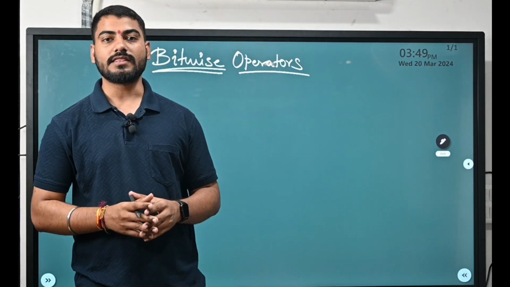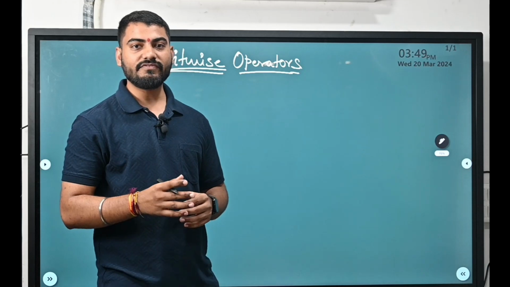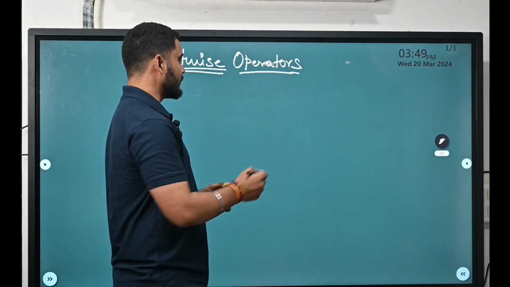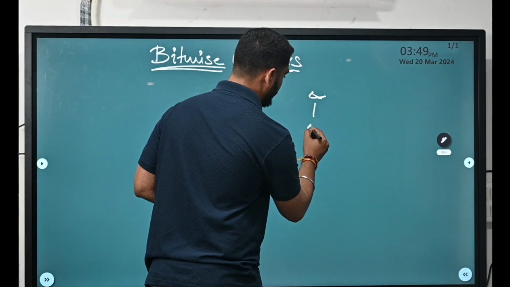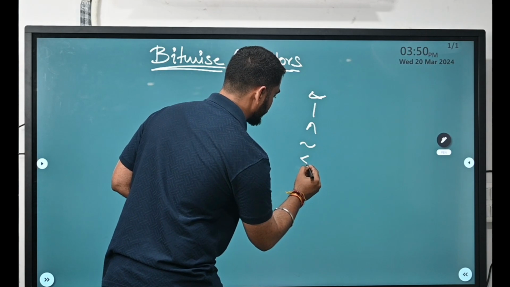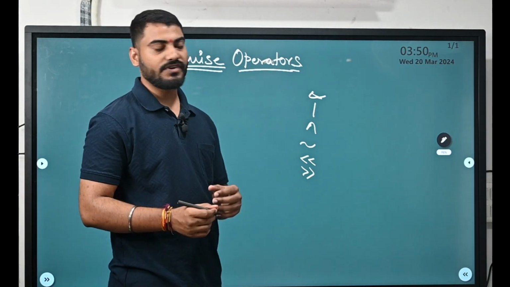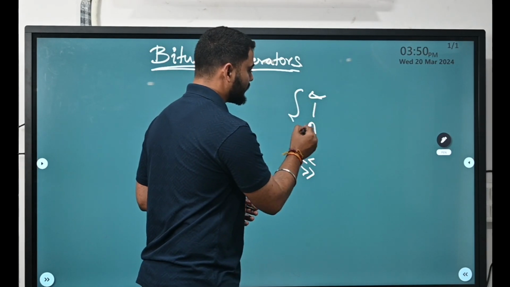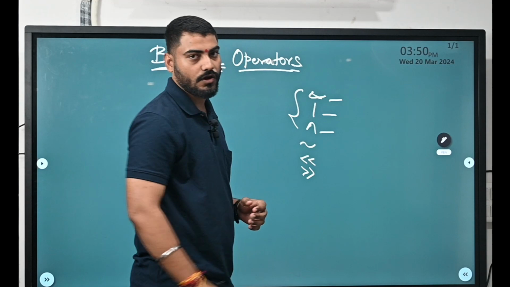We are going to see the math intuition behind bitwise operators. We know that bitwise has 6 operators. They are AND, OR, XOR, NOT, left shift and right shift, right? In this video we are going to cover these 3: the AND operator, OR operator and XOR operator.